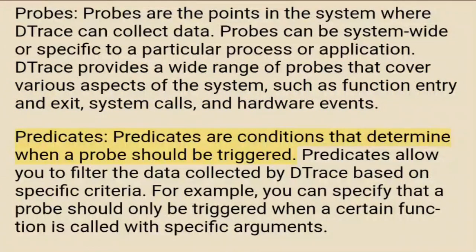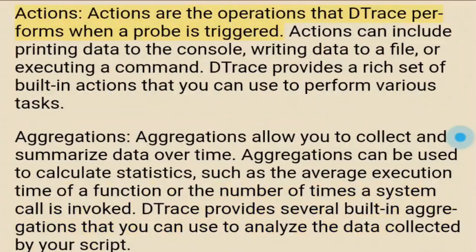Predicates. Predicates are conditions that determine when a probe should be triggered. Predicates allow you to filter the data collected by dtrace based on specific criteria. For example, you can specify that a probe should only be triggered when a certain function is called with specific arguments. Actions.